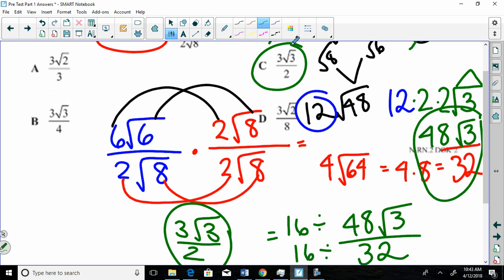Pay attention: rationalizing a denominator means you multiply the top and the bottom. And you know how to do the rest. The rest is multiplying radicals. Are you paying attention? Okay, we'll go over it.